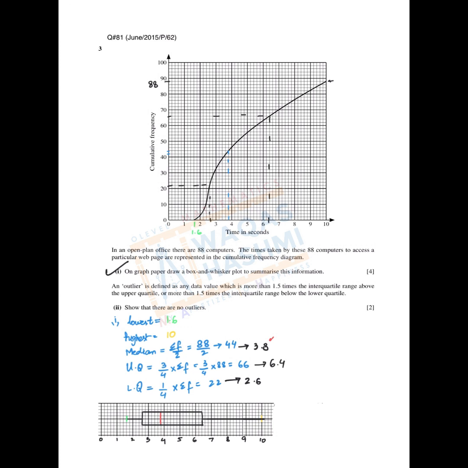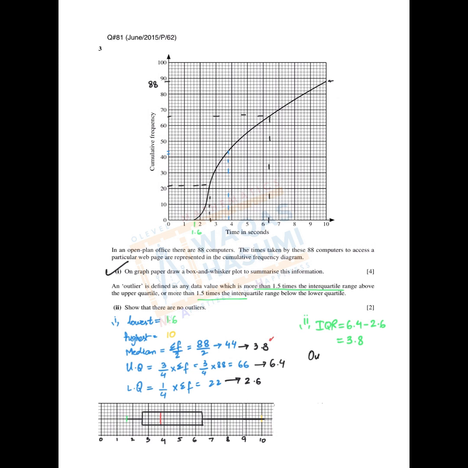In the next part, it says that an outlier is defined as any data value which is more than 1.5 times the interquartile range above the upper quartile, or more than 1.5 times the interquartile range below the lower quartile. For the second part, firstly, I need to find out the interquartile range, which is the difference of upper quartile and lower quartile. Upper quartile is 6.4, lower quartile is 2.6, so the difference is 3.8. That is my interquartile range. Now again, if I read the question, it says more than 1.5 times the interquartile range above the upper quartile. Now what does it mean here?